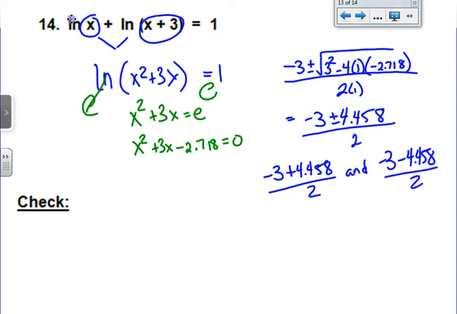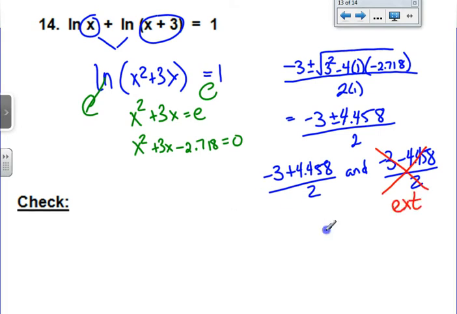Now, if I go back to the original problem, I'm going to have to take the natural log of whatever this value is for x. And remember, the logarithms are not defined in the negative region for x. So, if I look at what's going to happen here, this is going to give me a positive answer, and this is going to be a negative answer. So I'm going to go ahead and not even bother finding this because I know it's going to be negative, which is going to make it extraneous.